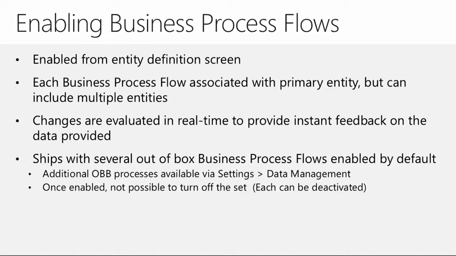Now, once you say that an entity is available to be used in business process flows, every business process flow you create will start with a primary entity. So it's kind of like when we talked about workflows in the previous module. You say, okay, here's the entity that this business process flow is going to be associated with.